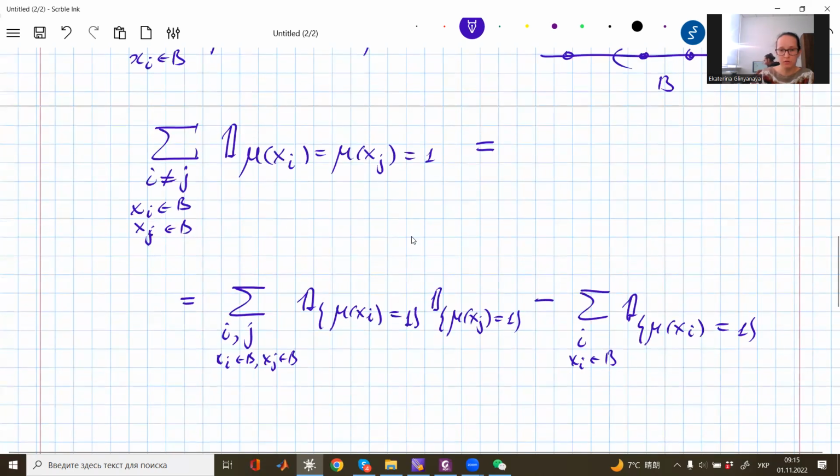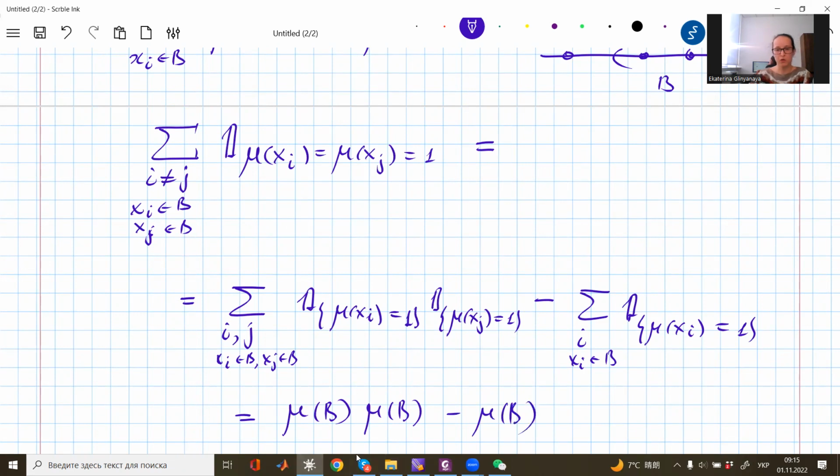Okay, so here you can recognize the product of two sums. So I just write mu of B times mu of B. And here again, mu of B. So we get not the square of the measure mu, but such a form.